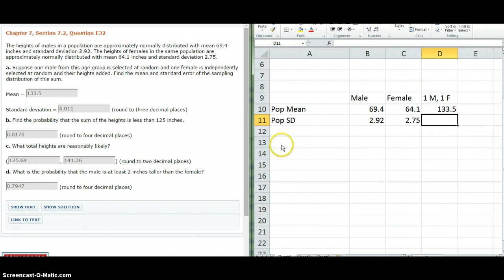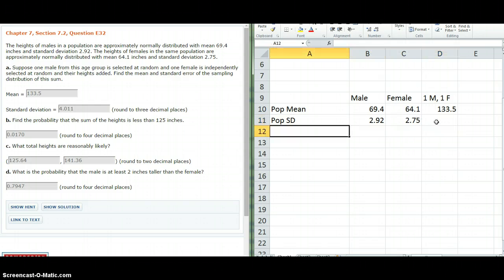Standard deviation is not so simple. We cannot just add or average, for that matter, standard deviations. In other words, if we did the same thing here, adding these two standard deviations, we get 5.67, which is clearly more than what's given here. So what's going on there?